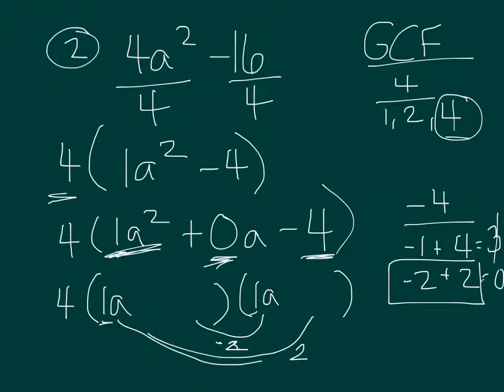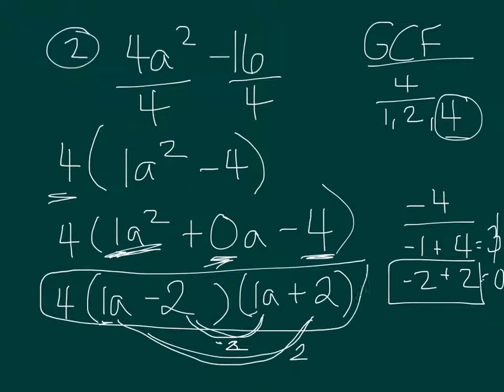So 1 times this outside number needs to multiply to 2, so 1 times 2 is 2. And then 1 times this inside number needs to multiply to negative 2. So that has to be negative 2. So that's how you factor this one. Remember your GCF out here. That's going to be a common mistake. So just remember to, when you take your GCF out up here, you need to put it outside the parentheses at the end.